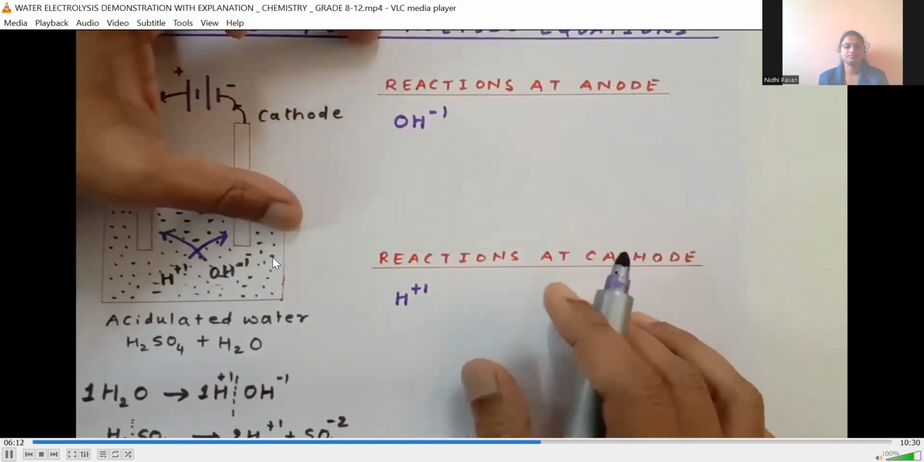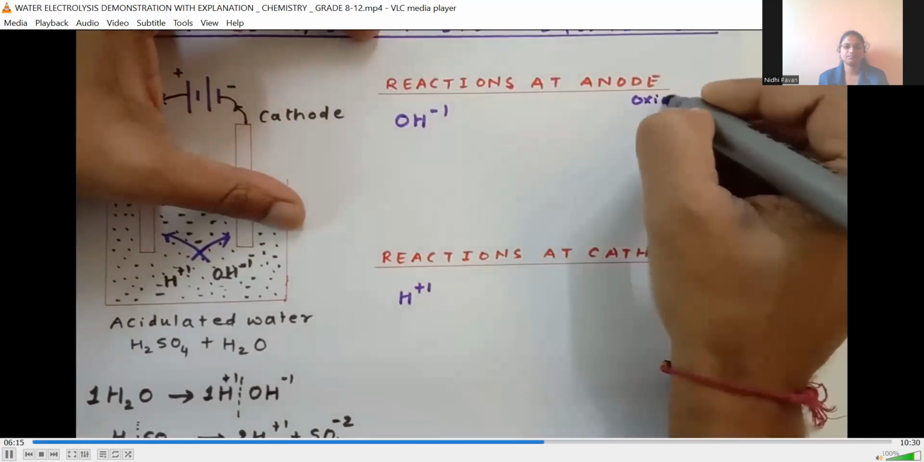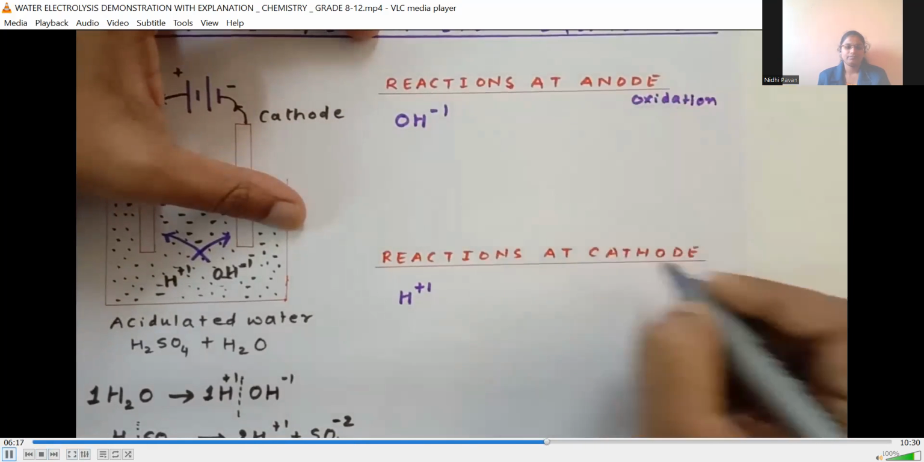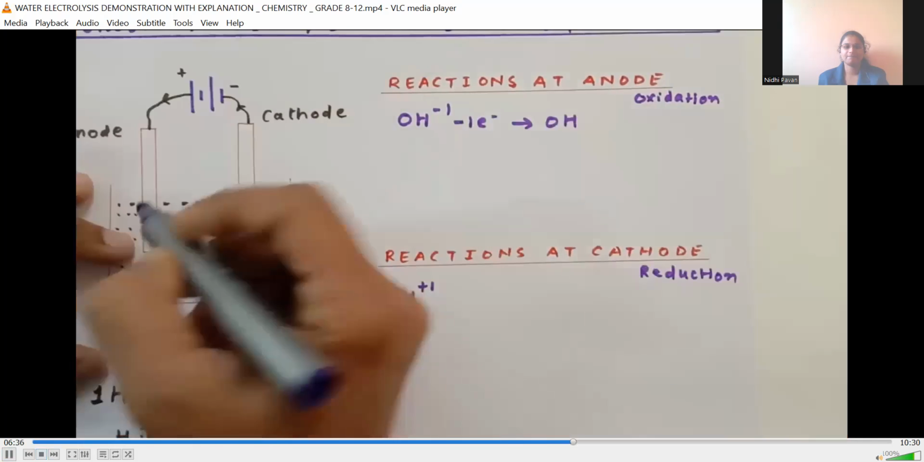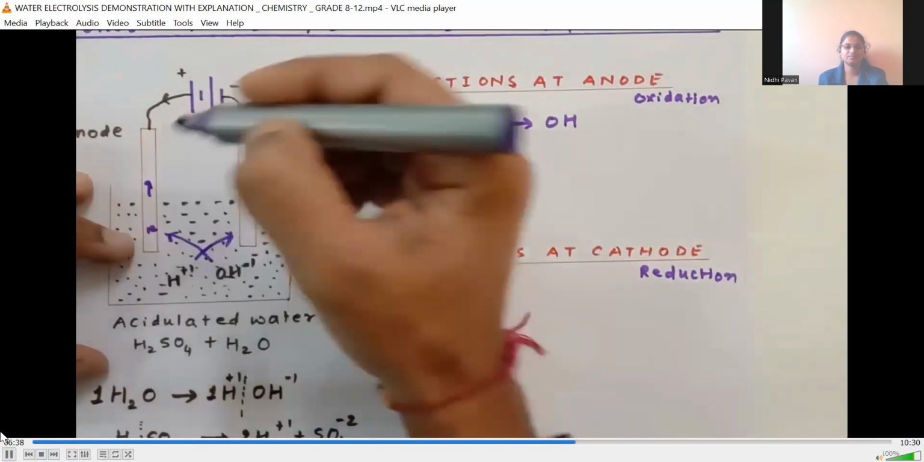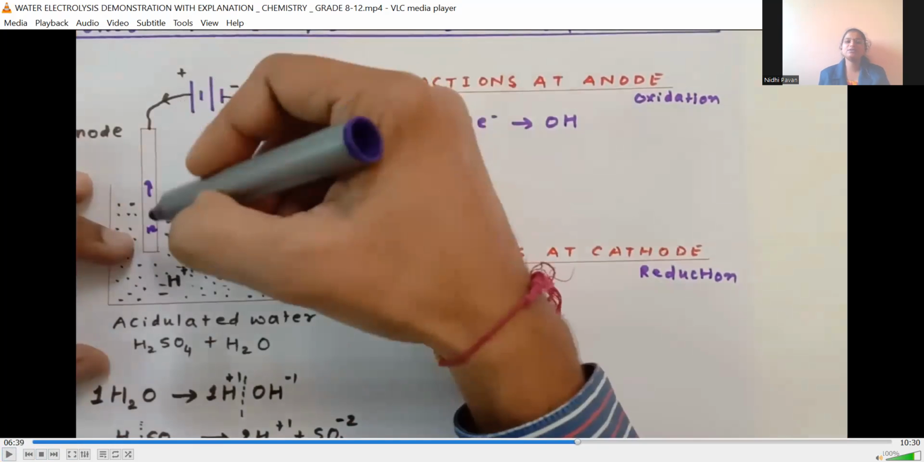Always remember, at the anode oxidation takes place, and at the cathode reduction takes place. At the anode, electrons are taken up by the positive terminal. So OH- ions will lose the electron to become OH, and H+ ions will gain the electron to become H, forming H2. This is how water splits into hydrogen and oxygen, and this is about electrolysis.